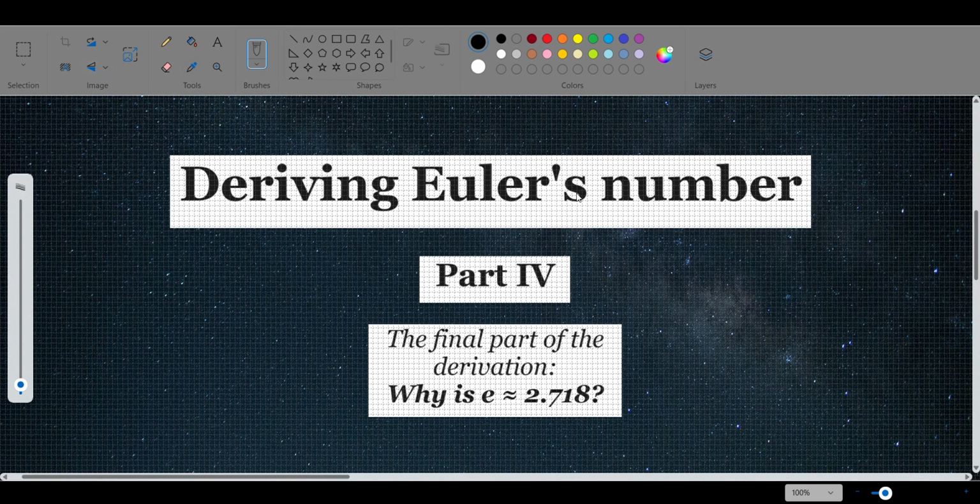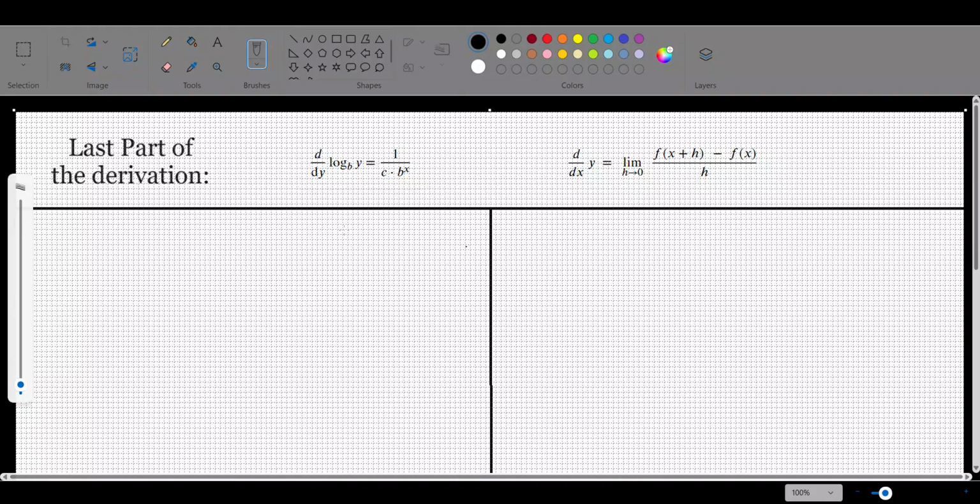So let's start off. We're first going to have a brief look at the two equations we worked on in the previous few videos. The first one is the derivative of a logarithm, which we discussed in detail and derived in the previous video, which says that the derivative of a logarithm is just equal to 1 divided by a constant times b raised to x, wherein y is equal to b raised to x. And the second equation is from the fundamental theorem of calculus, which we have discussed in a lot of detail in the second video of the series.